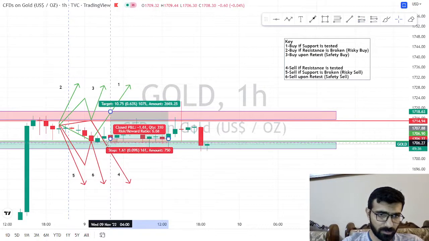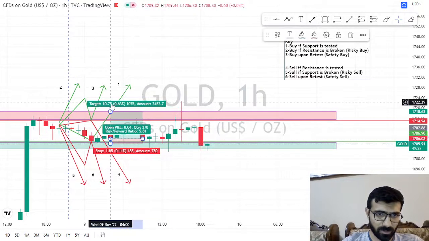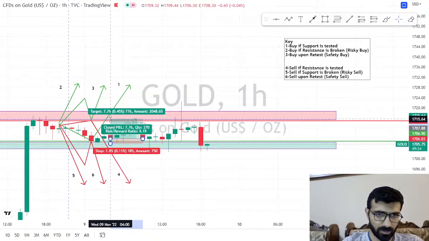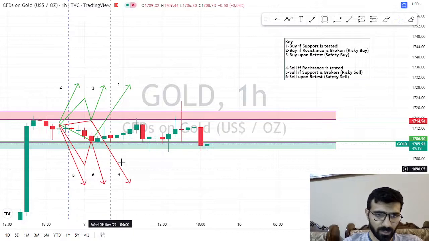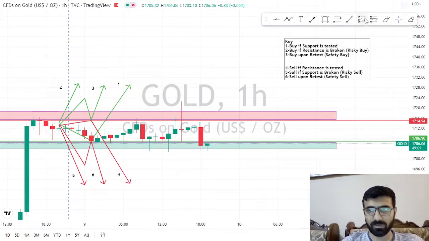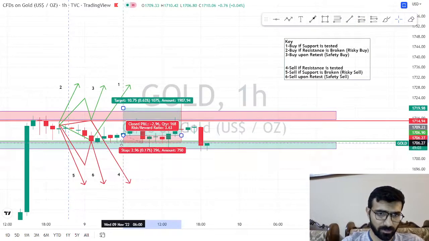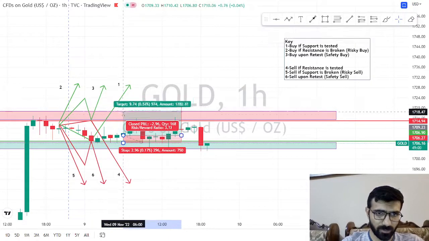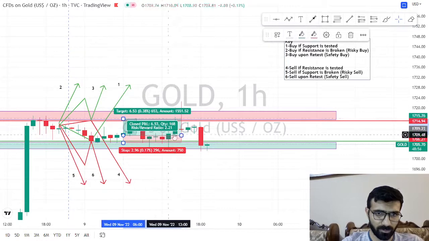Our stop loss will be approximately here and our take profit will be approximately here. So this trade would have given us a profit of approximately 4.3%. Afterwards, once again, when market tested our area of support, market closed above our area of support and we would have taken another entry over here. Our stop loss will be over here and our take profit will be approximately here. So this trade would have given us a profit of 2.2%.